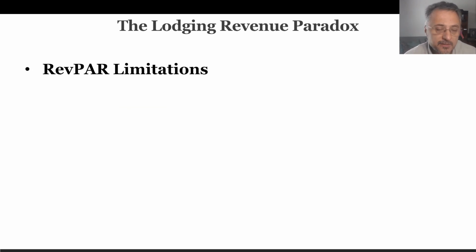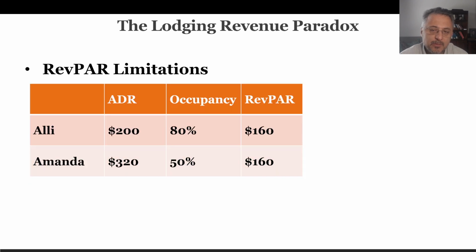However, RevPAR also has major limitations. It incorporates only room revenue. Let me give you an example. We have two hotels, both with 400 rooms. Alice Hotel sold 80% of the rooms for $200 and achieved a RevPAR of 160. Amanda, on the other hand, sold only 50% of the rooms for $320 and got the same RevPAR of 160. Which one did a better job?